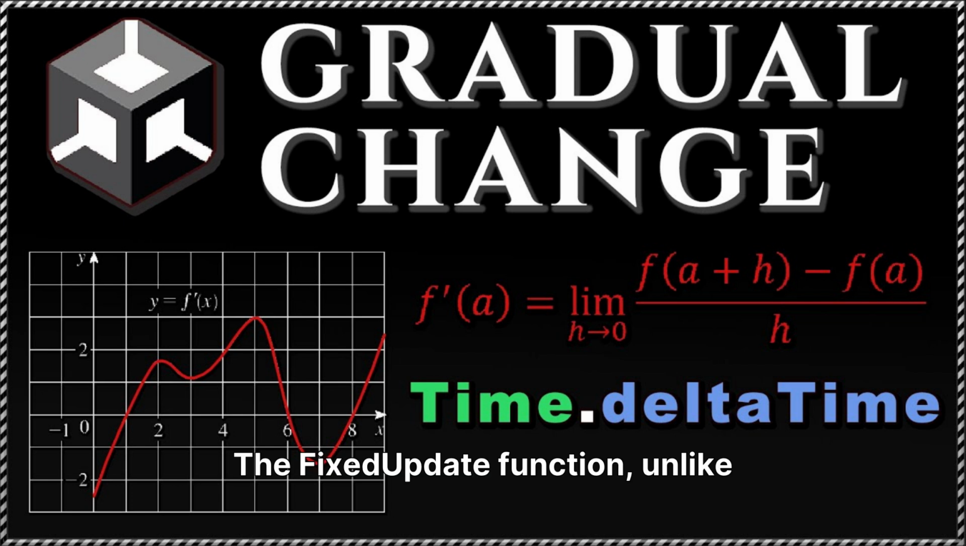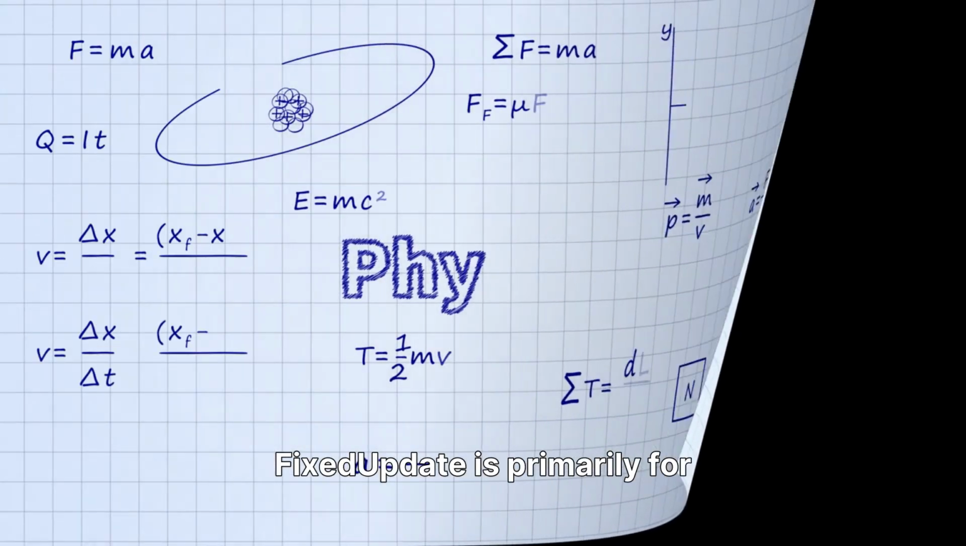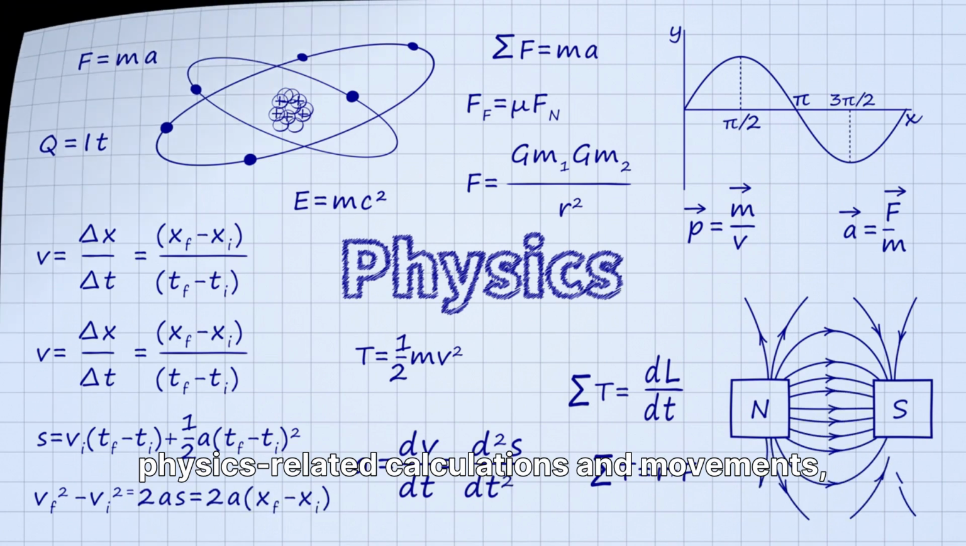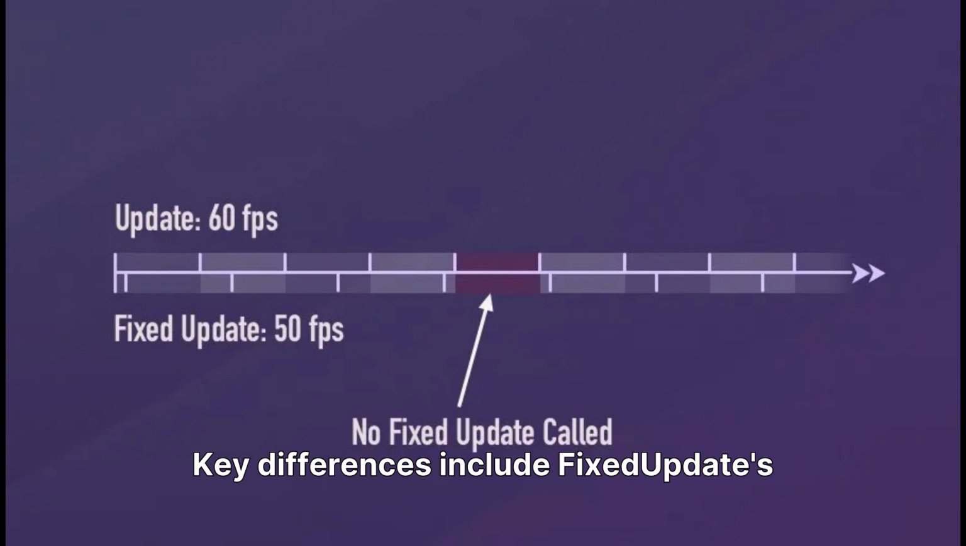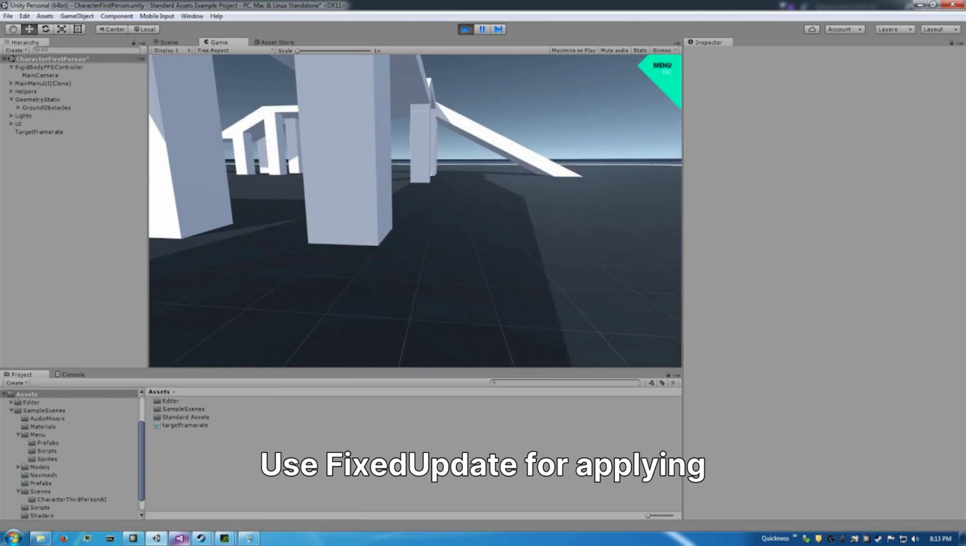The FixedUpdate function, unlike Update, is called at a fixed interval, independent of the frame rate. By default, it runs every 0.02 seconds, or 50 times per second, ensuring consistent results. FixedUpdate is primarily for physics-related calculations and movements, guaranteeing deterministic outcomes. Key differences include FixedUpdate's fixed timing and consistent call rate versus Update's frame-dependent nature. Use FixedUpdate for applying forces to a Rigidbody or performing consistent motion with physics engines.